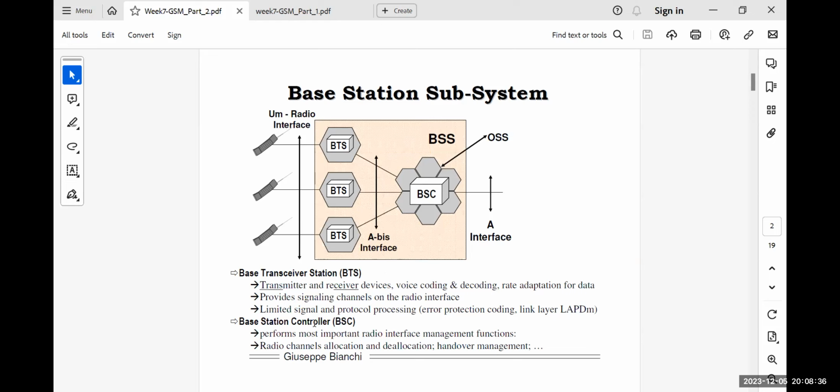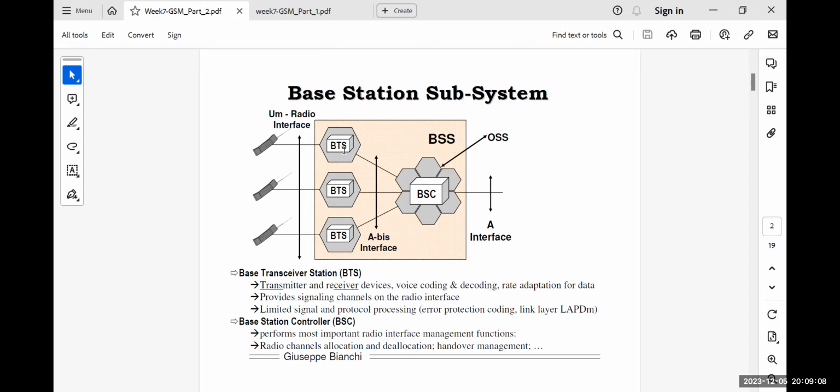And then we have a base station controller that performs the most important radio interface management functions. The radio channel allocation and reallocation, and the handover management, are also the duty of the BSC. So let me tell you what handover is. For example, you are under the influence of some BTS and you are driving a car, right? So you are on the motorway, and this BTS covers a region of, say, 10 kilometers. You're over here and you've traveled a distance of 10 kilometers.